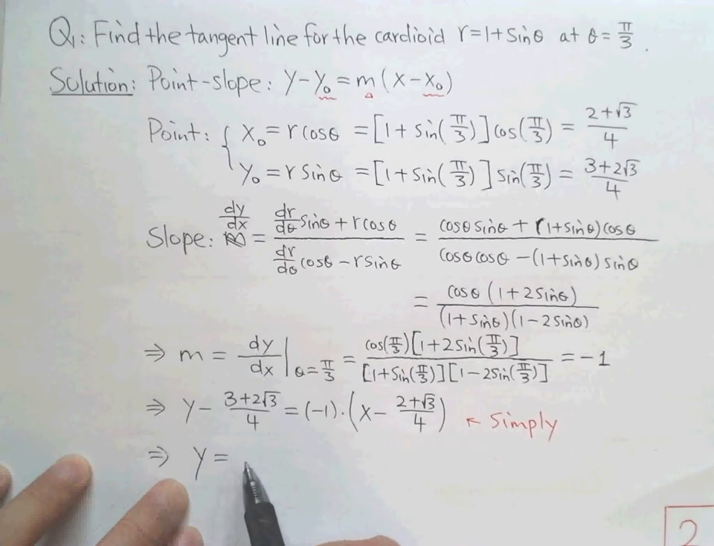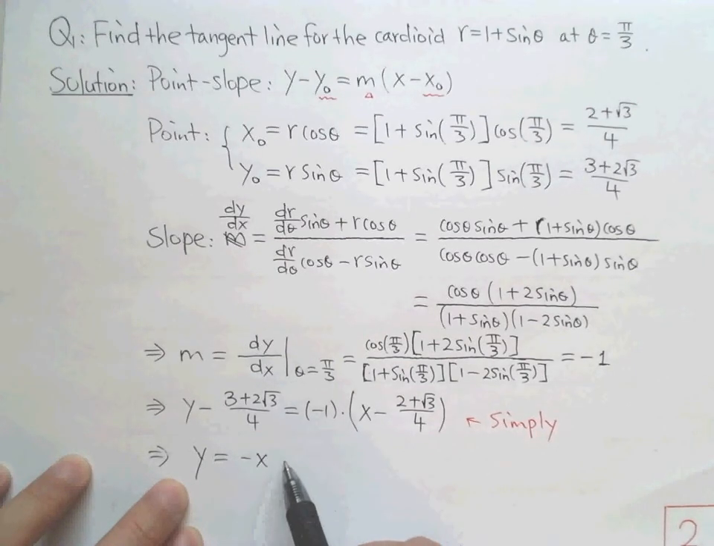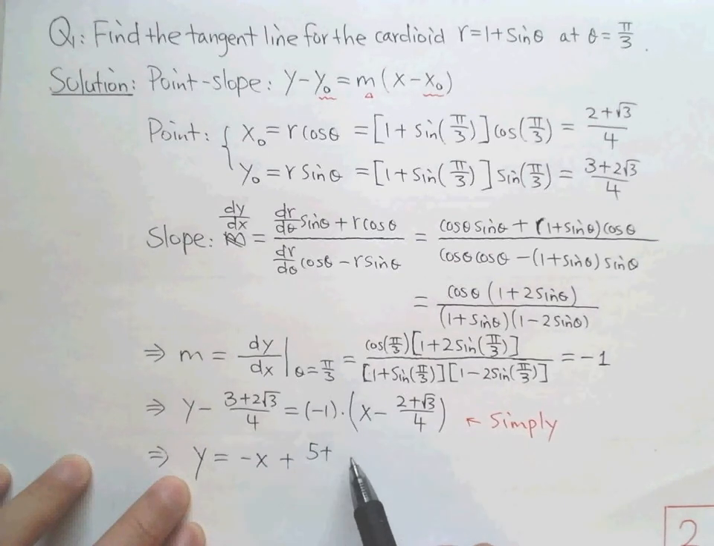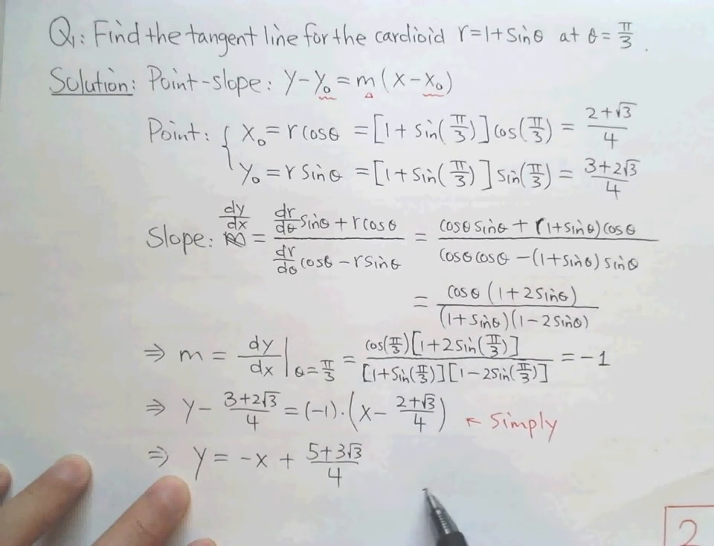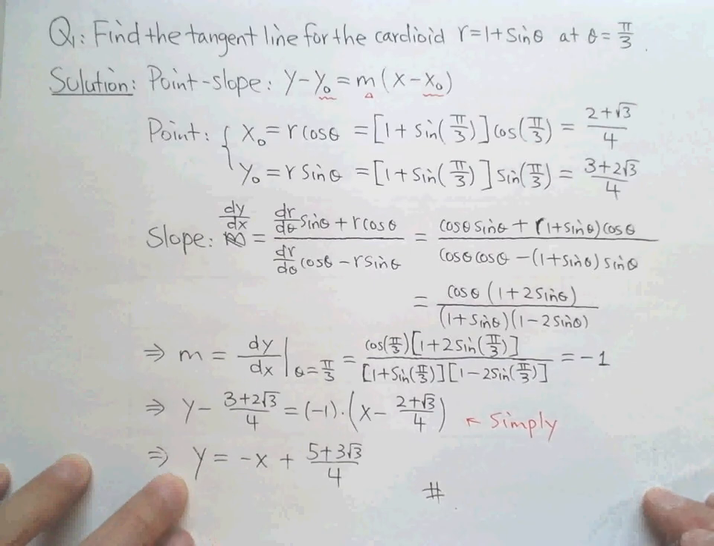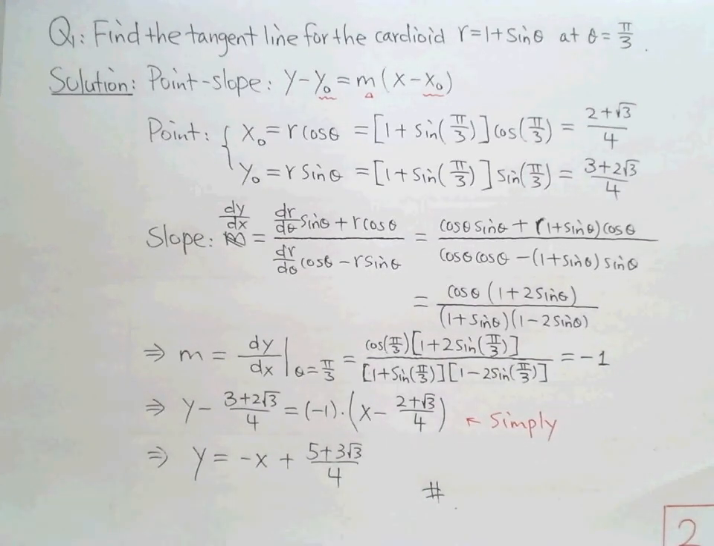So here usually we need to simplify because this looks like we can simplify to get a simpler one. And move this to the right and distribute. What do I get? I get the final answer: y equals negative x plus a number. The number is this, 5 plus 3 times square root of 3 over 4. This looks a little simpler than that one. That's the result I get. Thank you. That's all.